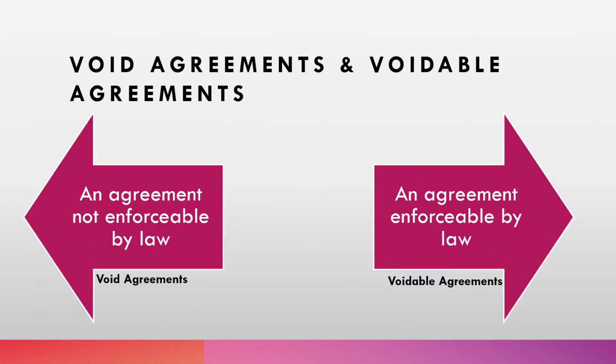So void agreements and voidable agreements. What is a void agreement? A void agreement means an agreement not enforceable by law. The restraint may be general or partial. A party may be restrained from marrying at all, or from marrying for a fixed period, or from marrying a particular person or a class of persons. Such an agreement is called a void agreement.